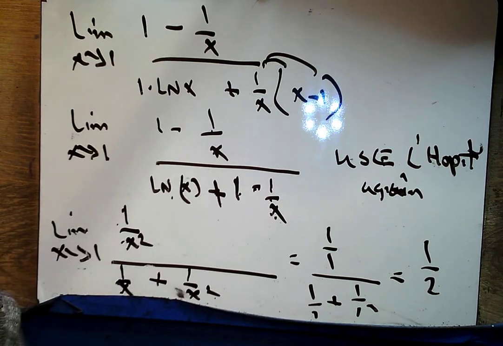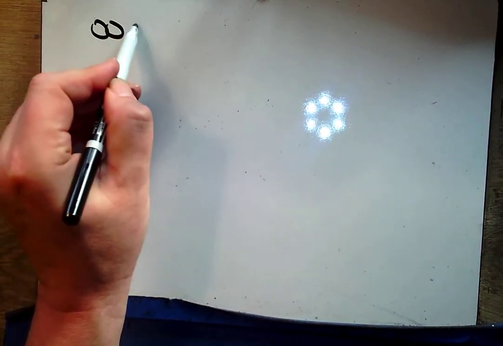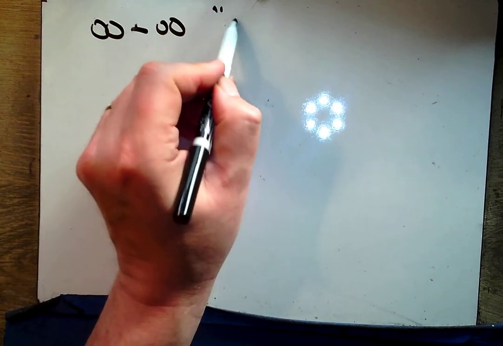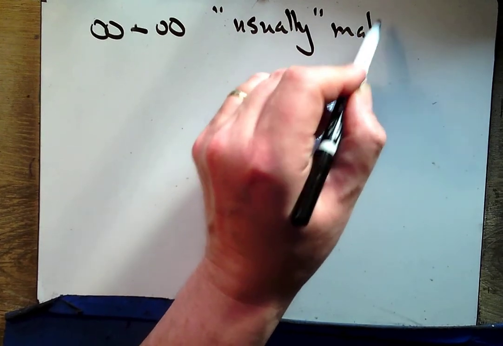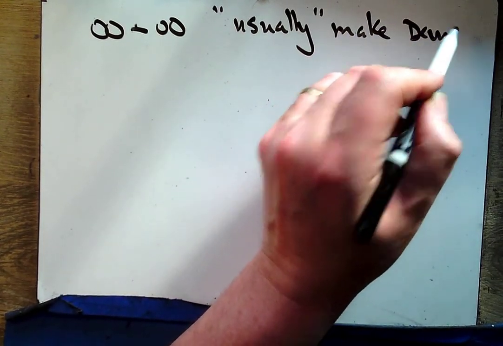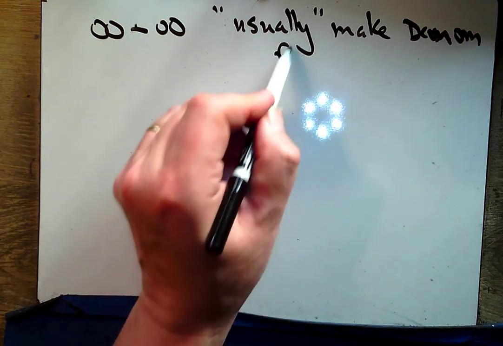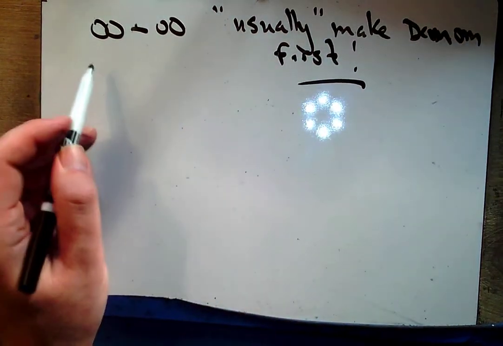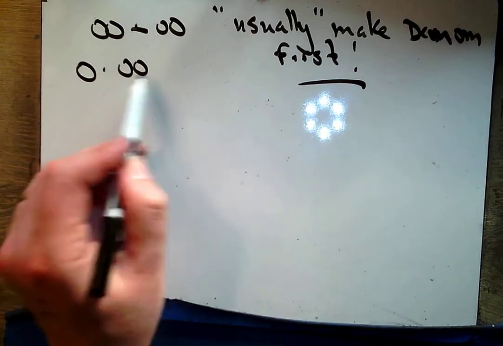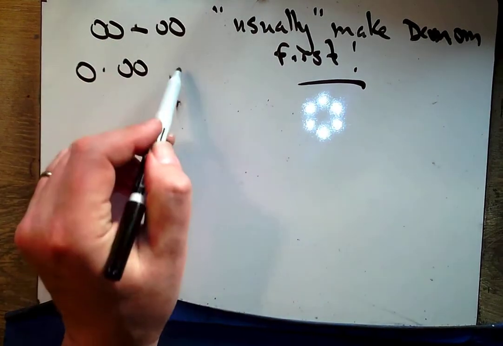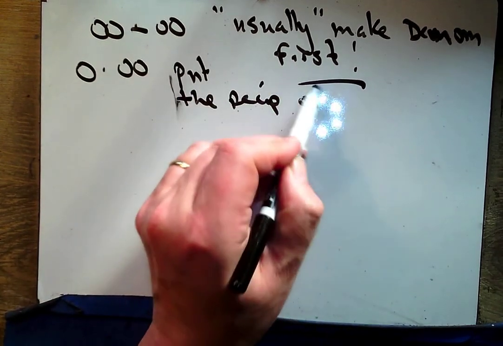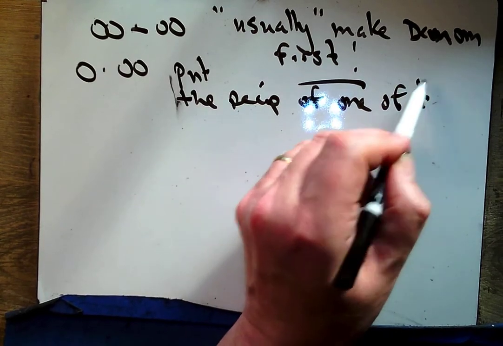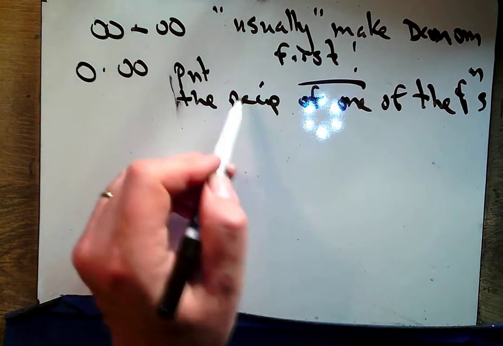Okay? Good. Nice. So, I think in general, when I see this, I could say, usually, make a common denominator first. Okay. And for 0 times infinity, this is where we're going to put the reciprocal of one of the functions in the denominator.